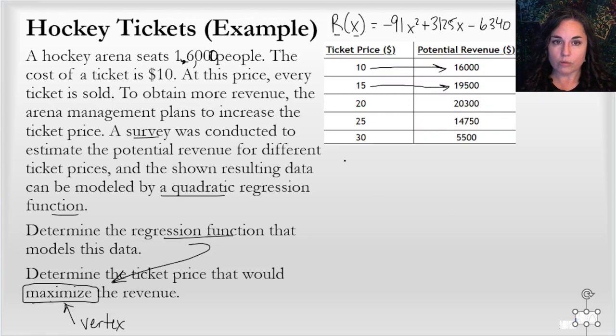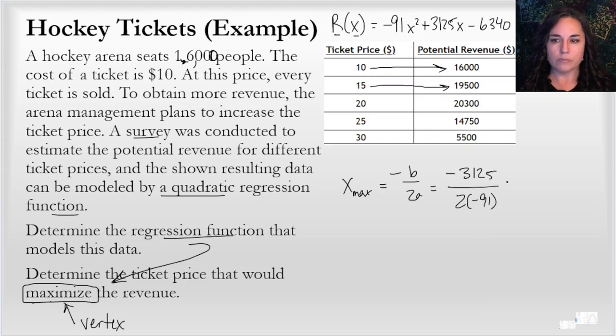And now that we have the form of our equation here, the regression equation, we're going to remember that in order to find the maximum value of tickets that would result in the maximum revenue, we're going to do negative b over 2a. So I'm going to go negative 3125 divided by 2 times negative 1. That gives me a positive value. And when I run this through my calculator, let me check the answer here first. It gives me $17.17. 1717. That's the answer I get when I divide those.